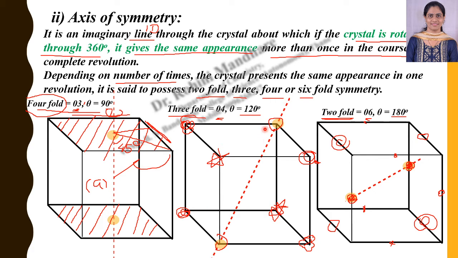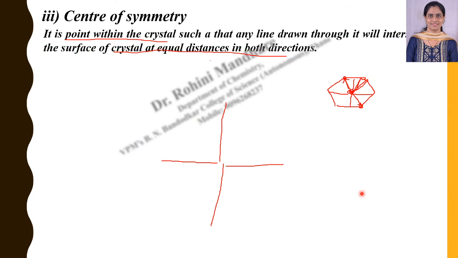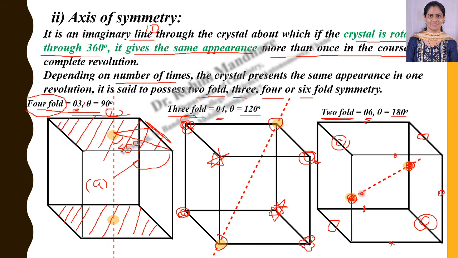So this you can see, this is the imaginary dotted line in the molecule, by which when you rotate, you will get a similar kind of appearance. So depending on that, there are four-fold, three-fold, and two-fold axes of symmetry. How many four-fold axes of symmetry are there in the molecule? There are three. Three-fold axes of symmetry are four, for cubic geometry we are talking, and for two-fold it is six.